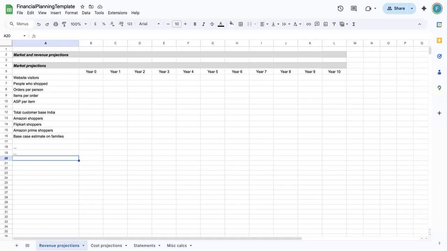So like this, you should ideally build out all your revenue projections. You should build out all your cost projections. Cost projections, you can approach it.